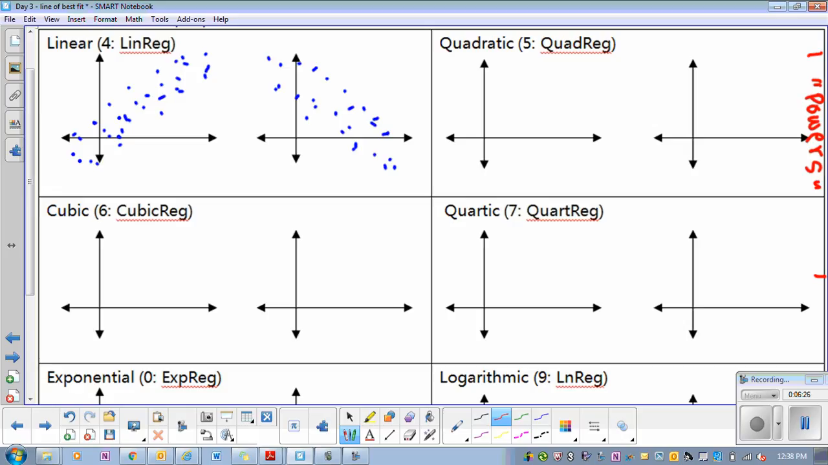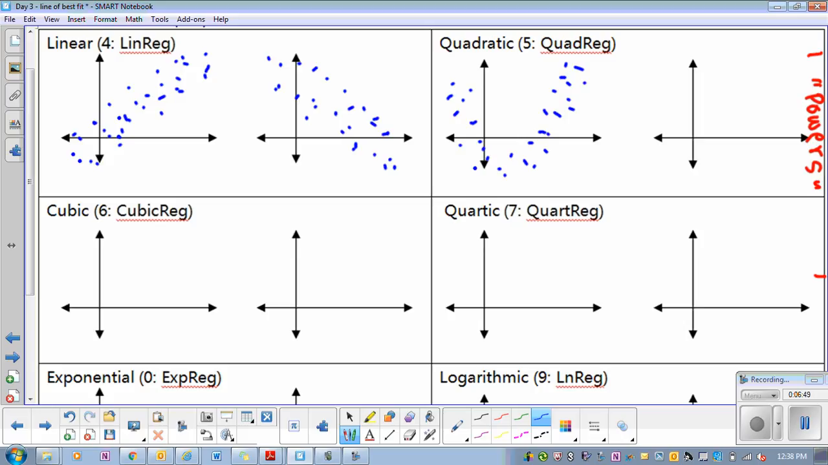Think about it. Quadratic. Square. No. Rectangle. A line. A quadratic. It's a parabola.